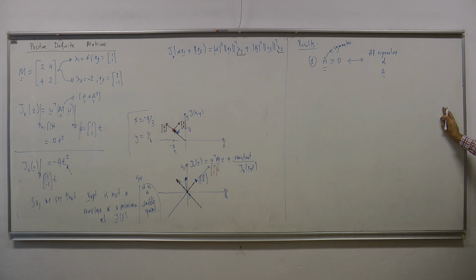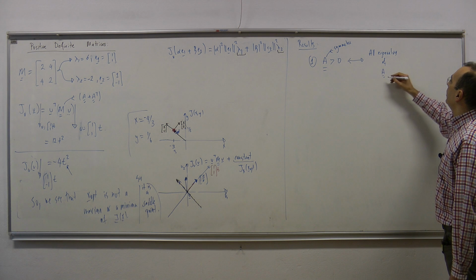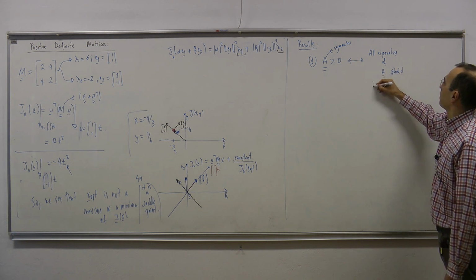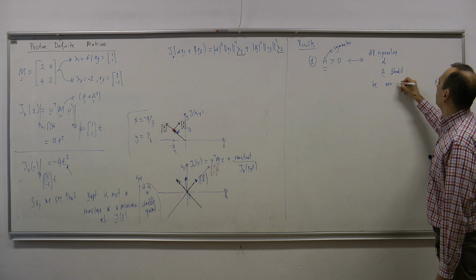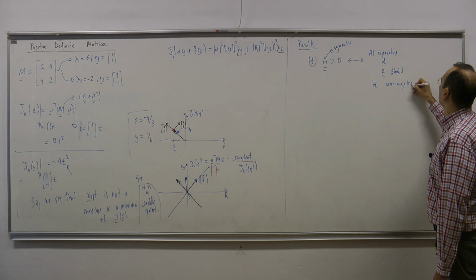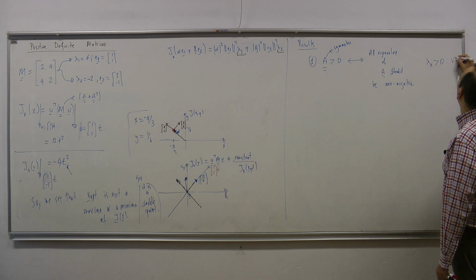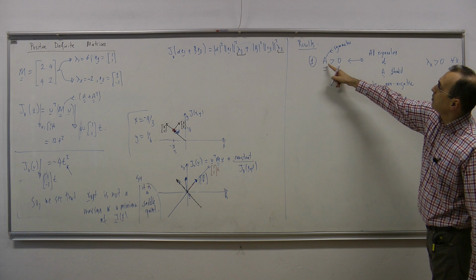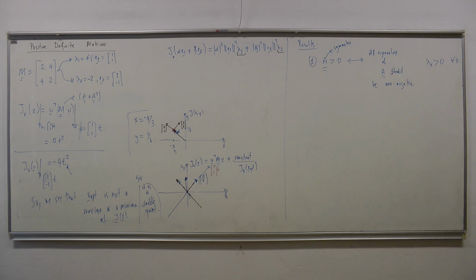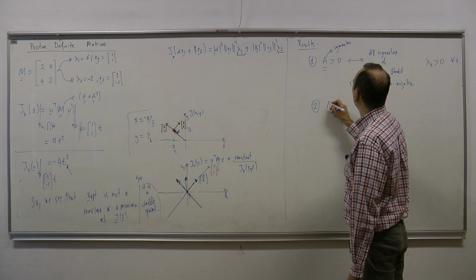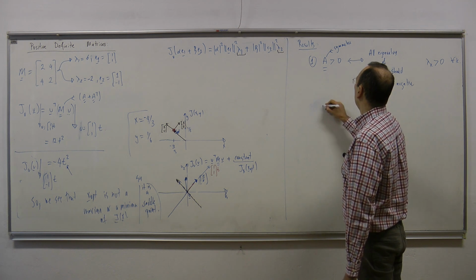All eigenvalues of A should be non-negative. That is, lambda k should be greater than 0 for all k. Since this is symmetric, these eigenvalues are real valued. It all makes sense. Number 2, so let me say, another way of checking positive semi-definiteness is checking leading principal minors of A.